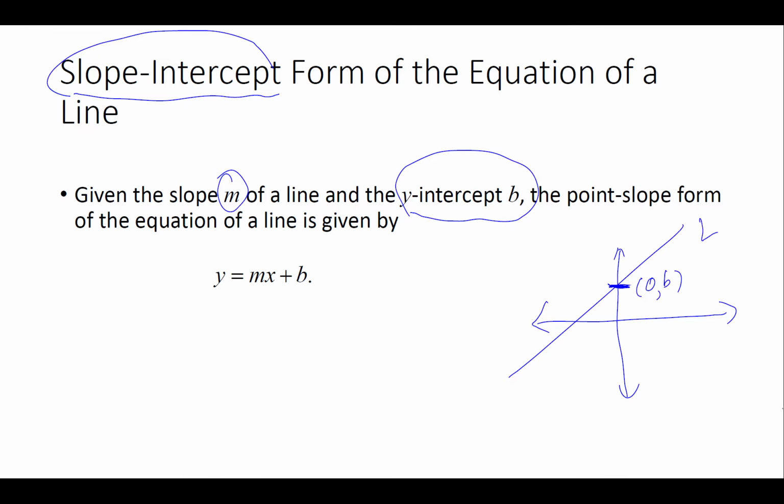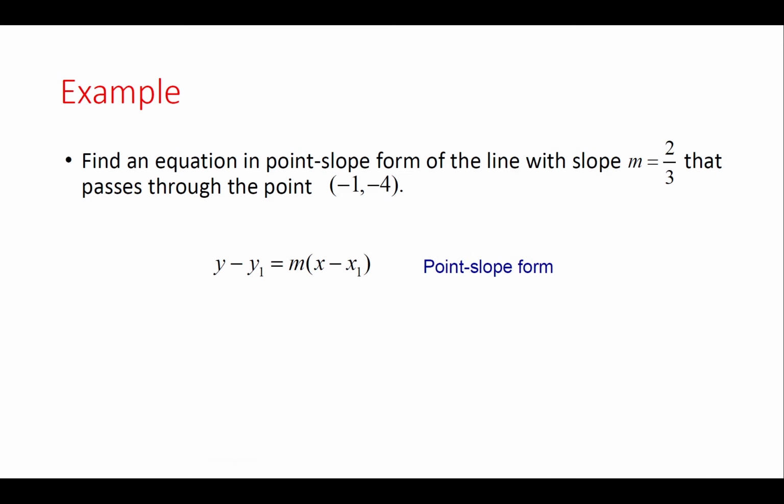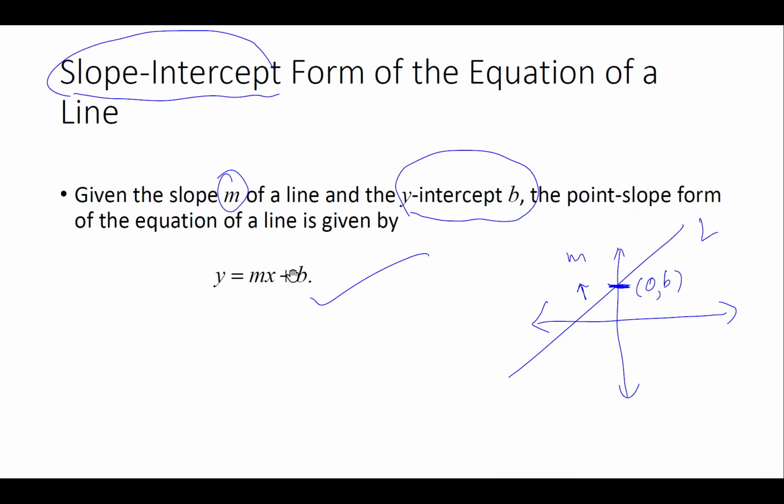Okay, if you have the slope of this line, which is m, and the y-intercept is (0, b), then this is the equation for that line, and this equation can be found by using the very same formula: y minus y1 equals m times x minus x1. Just plug in m for slope, 0 for x1, and b for y1. If you do that, this is the equation you are going to get.